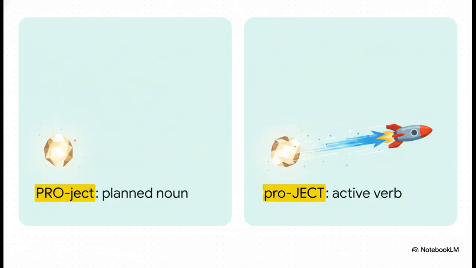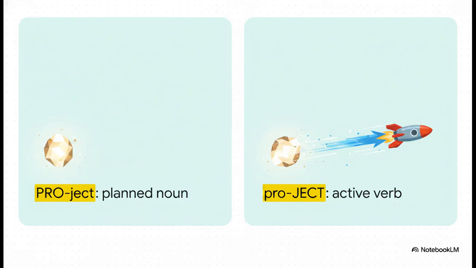Our second trap is a pronunciation shift. Notice how changing the stress completely transforms the word from a static noun to an active verb. If you say project, emphasizing that first syllable, it's a noun, a physical thing, or a plan you're working on. But if you say project, hitting that root really hard, it becomes the active verb of throwing forward. The force shifts just by changing your breath.